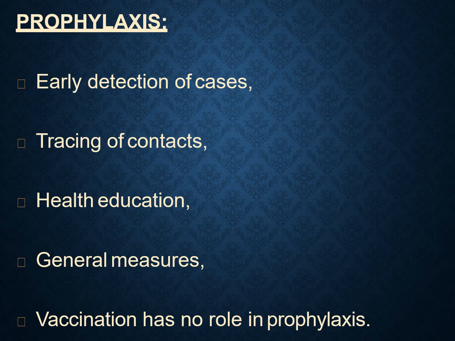How to prevent gonorrheal infection? If the case is detected very early, it is easy to prevent further infections. Another thing is tracing of contacts, and proper health education clearly prevents this type of sexually transmitted disease. Some general measures can also help to prevent these infections. Vaccination has no role in these kinds of sexually transmitted diseases.